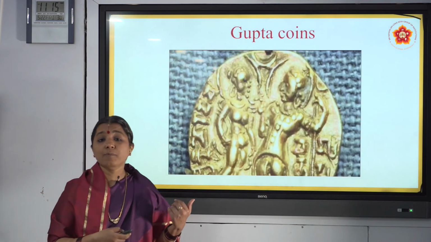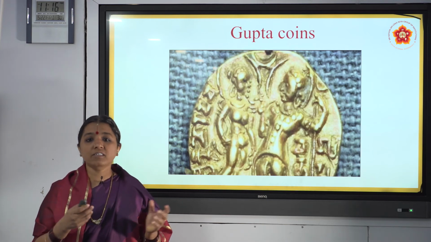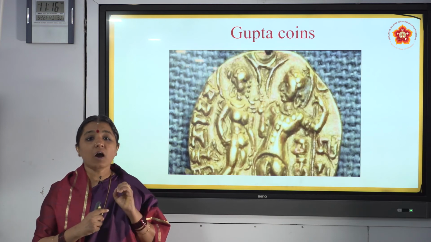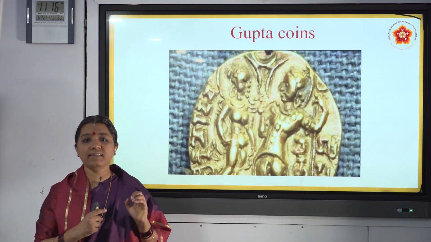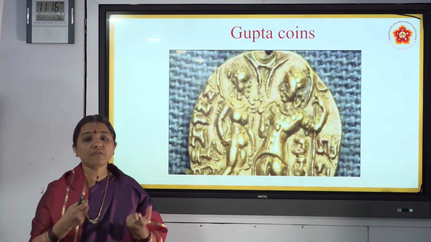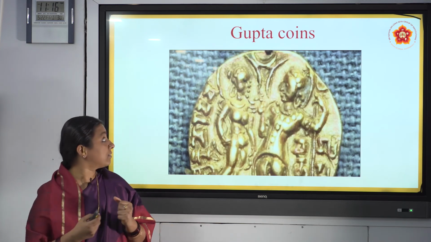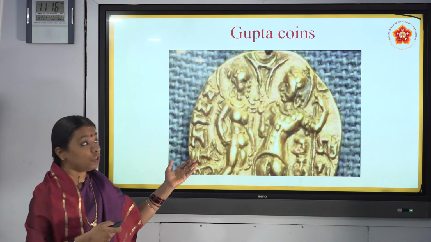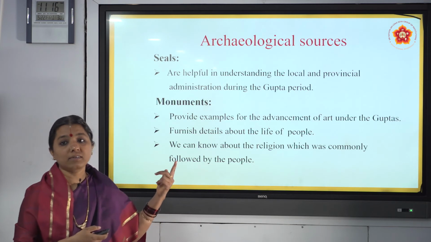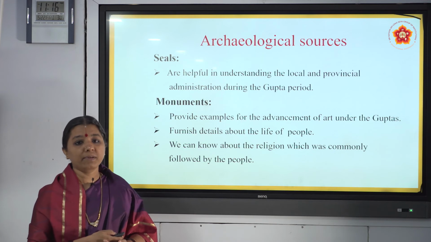coins also tell about the science of metallurgy. So when we talk about the coins of ancient Indian rulers, Gupta coins and Satavahana coins are noteworthy. They show the artistic skills of the period, their advancement in the minting of coins, and also the metallurgical skills. So this is one of the Gupta coins issued by Samudragupta, and then we moved on to the next important archaeological source, seals. It helps us in understanding the local and provincial administration.